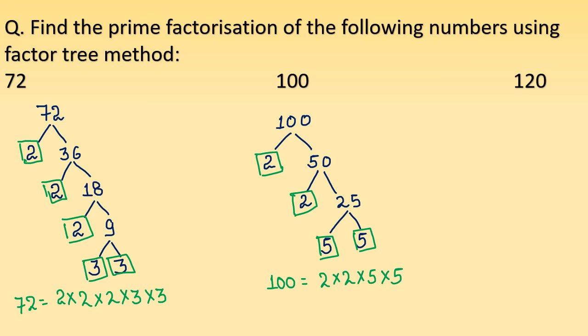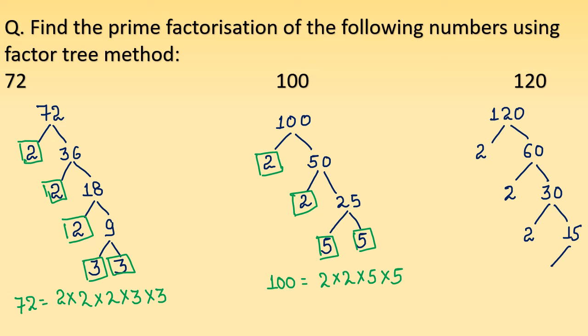Next given number is 120. So 120 is divisible by 2. So write 2 here, and 120 divided by 2 will be 60. Now divide 60. We will write 2 here as it is divisible by 2, and 60 divided by 2 will give us 30. Now divide 30. So 30 is also divisible by 2. 30 divided by 2 is 15.